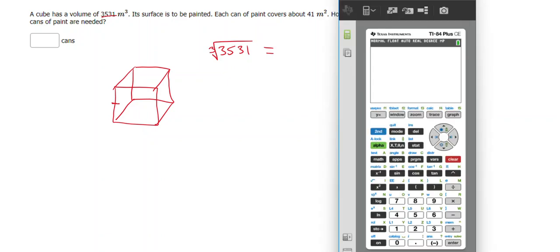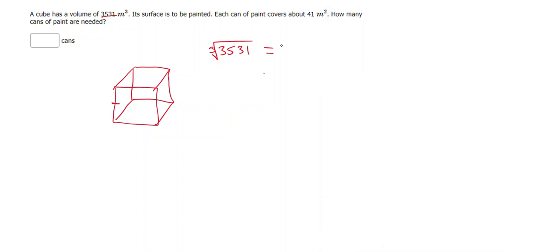All right, if we grab our calculator, the cube root is under math, and then we go down to 4. So then it's 3,531. That's our number there, 15.228. I rounded it to 228 at that point, but I'm actually going to keep the numbers in my calculator. I'll show you in a minute.